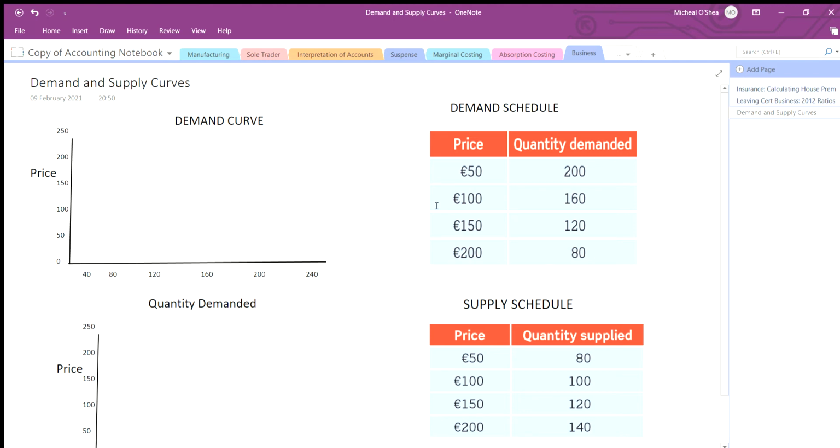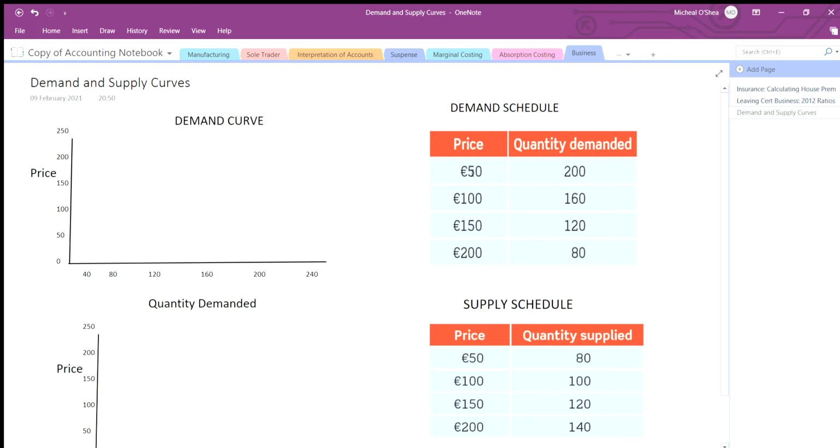So how to draw the curve? Well, you're given two different pieces of information: the price and the quantity demanded. All I've done now is draw my graph here with my y-axis, which I'm calling price, and my x-axis, which I'm calling quantity demanded. So I have my two axes drawn and labeled. This is just rough work, with reasonably spaced out numbers depending on the numbers they gave.